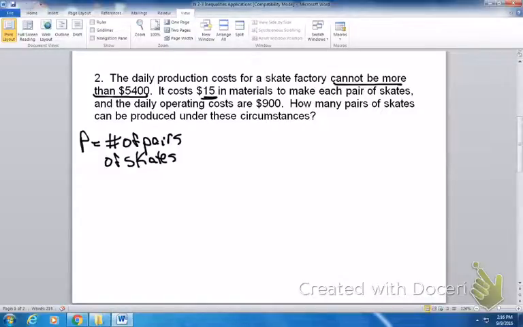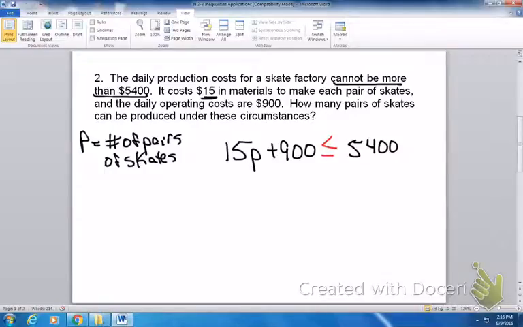Well, how much does each pair of skates cost? Well, it's $15 each, so 15 times P. But just to open up the doors to make them costs $900, so I'm going to have to add $900 to the cost. Now I know that I can spend $5,400. So again, I have to make sure my inequality is correct. I cannot spend more than $5,400. So 5,400 needs to be as big as it gets. So I'm going to open toward 5,400, but I can actually spend that much money, so it's going to be equal to as well.